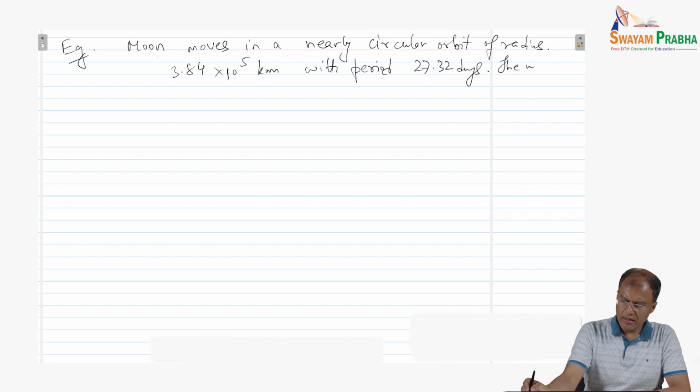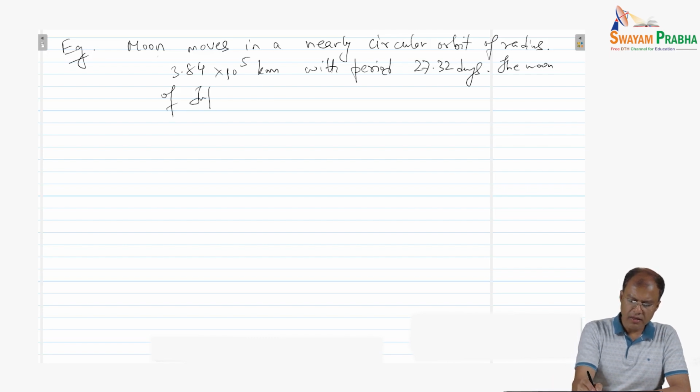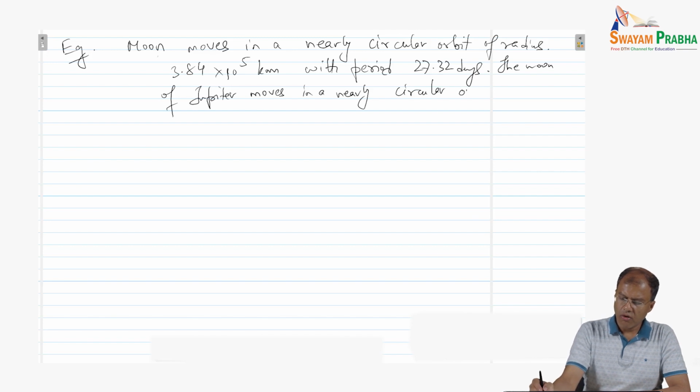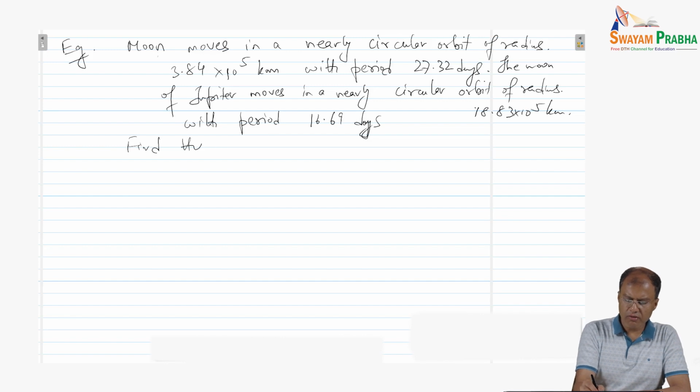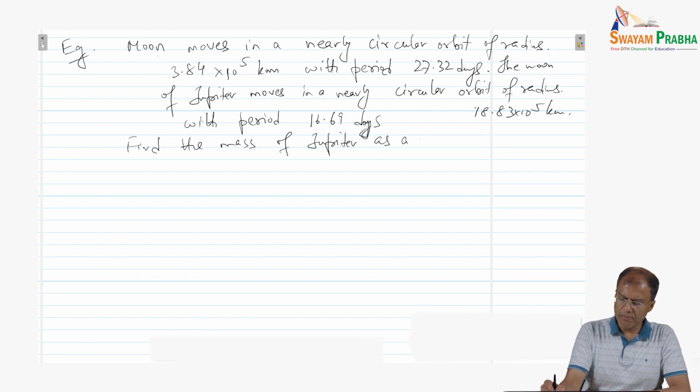And a moon of Jupiter moves in a nearly circular orbit of radius 18.83 times 10 to the power 5 kilometers, with period 16.69 days, and we need to find the mass of Jupiter as a multiple of the mass of Earth.